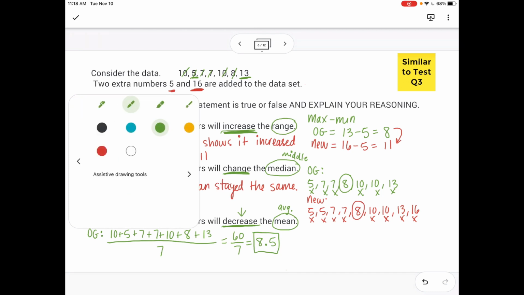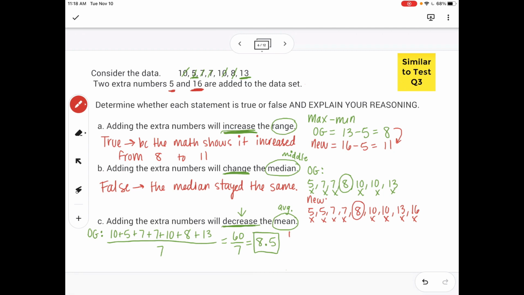Okay, now for our new set, the cool thing about this is luckily you already did all of the math there. So you can just go ahead and take that 60 and then just add your 2 additional values. So 5 plus 16, that way you don't have to add all of those again. And in that case, you're just adding 21 to 60, so you would get 81. And then you were dividing by 7 in the other one, but you're going to have to add 2 more since we added the 2 new values, which would get you 9.